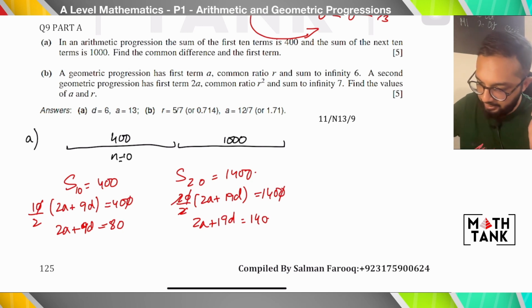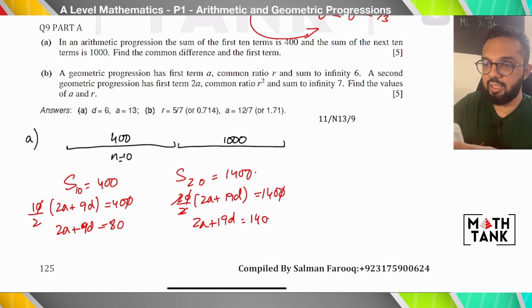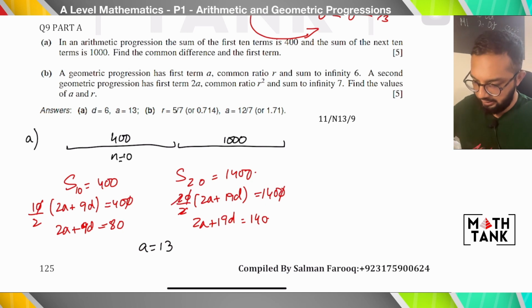So can I solve these simultaneously? Yes, I can solve them simultaneously. I'm going to put them on a calculator and get you answers. On the exam, you should again not be using your calculator like I am right now, because you have to show me a method on the exam. Okay, so this gives me a as 13 and d as 6.